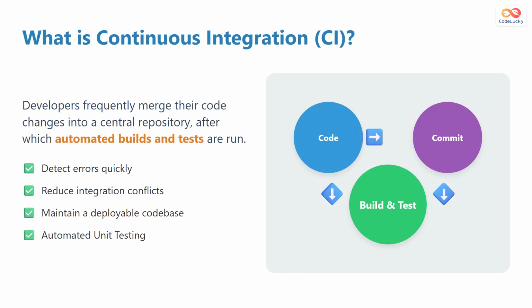Let's start with CI, or continuous integration. This is the practice where developers frequently merge their code changes into a central repository, often multiple times a day. But it's not just about saving files. The key is that every merge automatically triggers a build and a set of tests. This ensures that new code doesn't break the existing application.